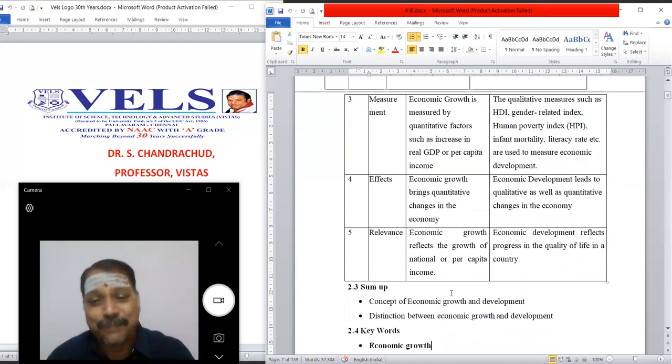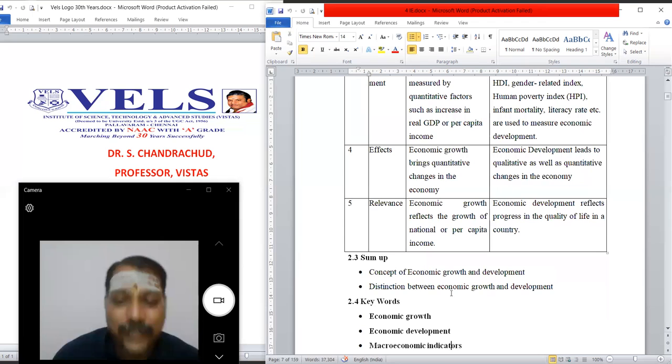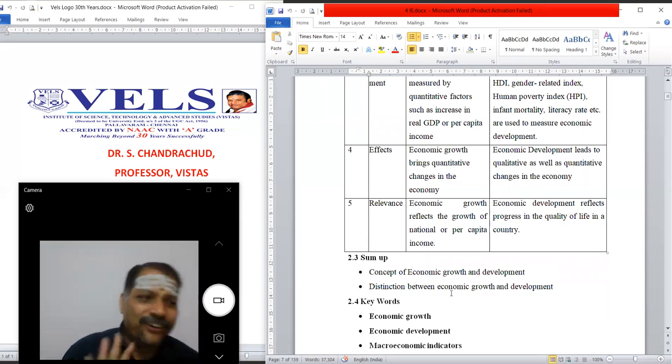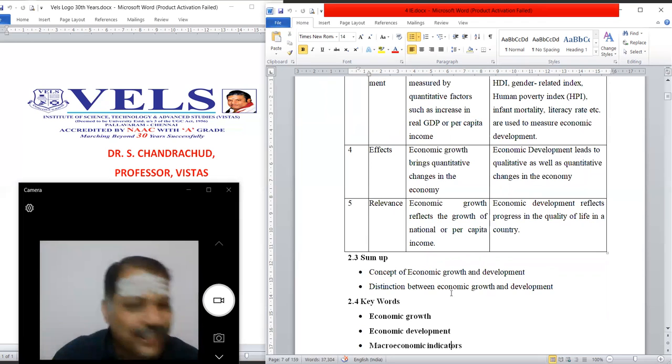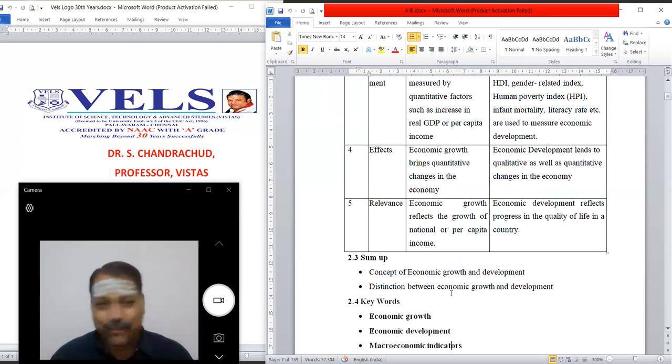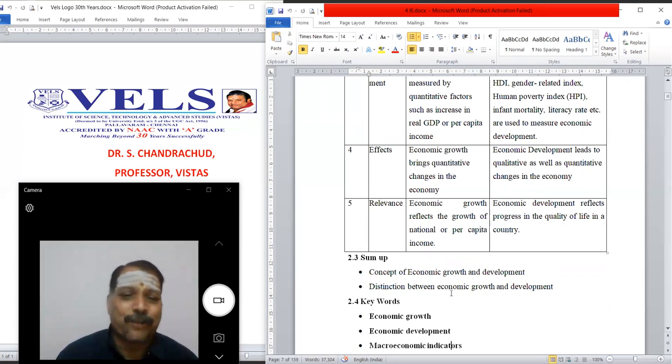So let me sum up this particular unit. In this unit, what we discussed, there are 4 economic terms that we discussed. One is development. The second one is underdevelopment. Based on these 2, we are studying the concept of economic growth and economic development. After knowing these 4 concepts, we are trying to compare and contrast these economic indicators, economic growth and economic development. For that, we have studied 5 points, right from the meaning, factors, measurement, effects, and relevance.